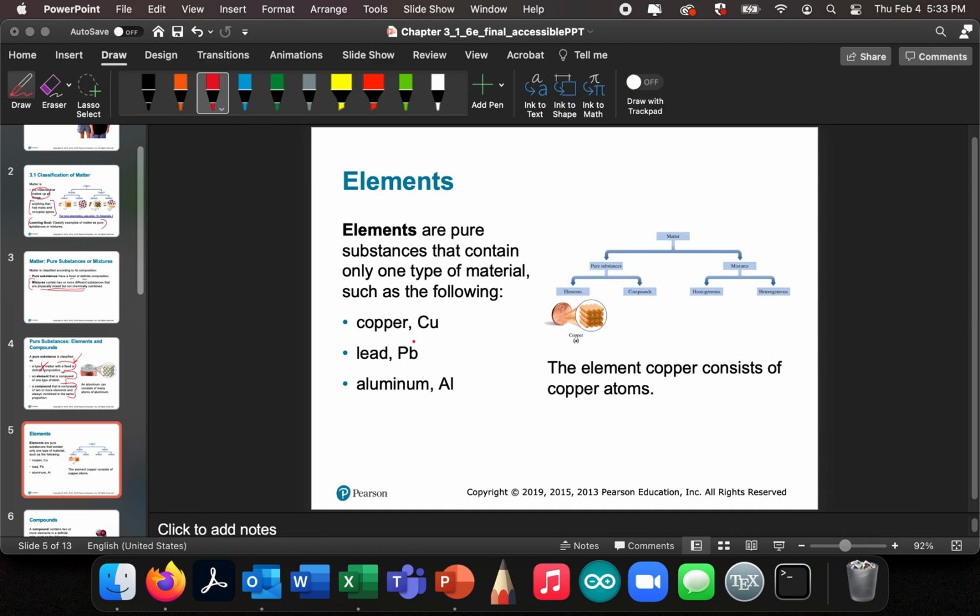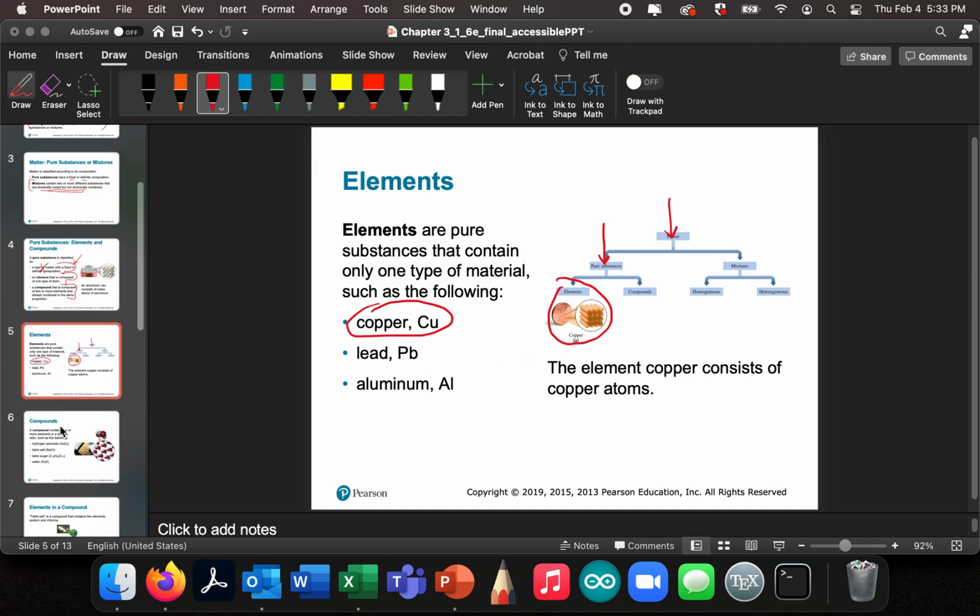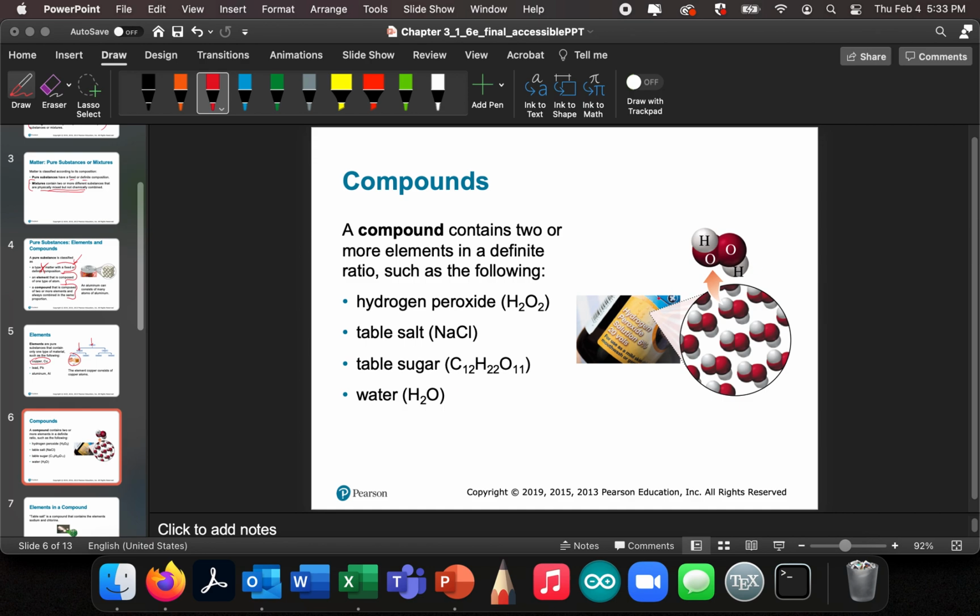So examples of elements are copper, lead, aluminum, carbon, fluorine, nitrogen. These are elements, okay? And this is our little flowchart which we're going to make. It's matter. It's a pure substance, and elements are just substances that have only one type of atom in them. Compounds, however, have more than one type of atom in them.